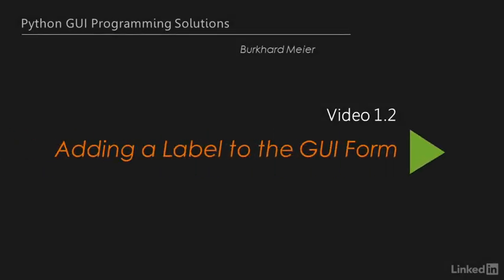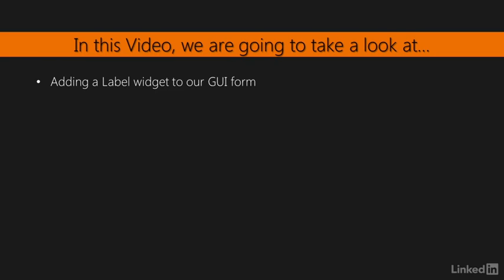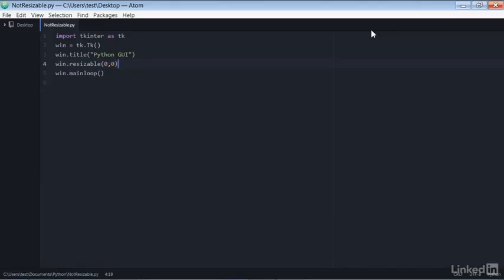In the previous video, we created a simple GUI form. In this video, we're going to add a label widget to our form. We're extending the first video. We will leave the GUI resizable, so don't use the code from the second file, not resizable.py.